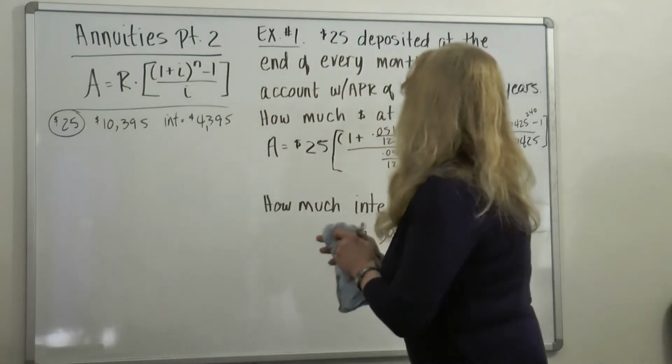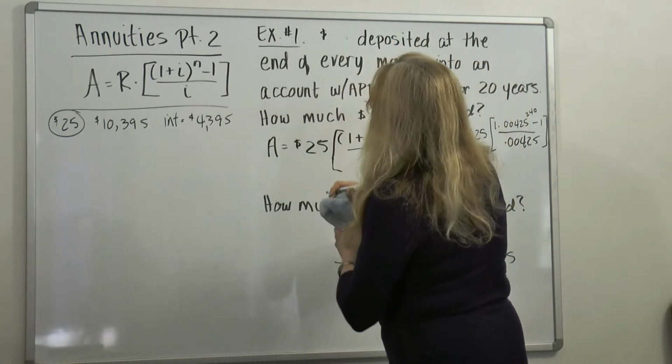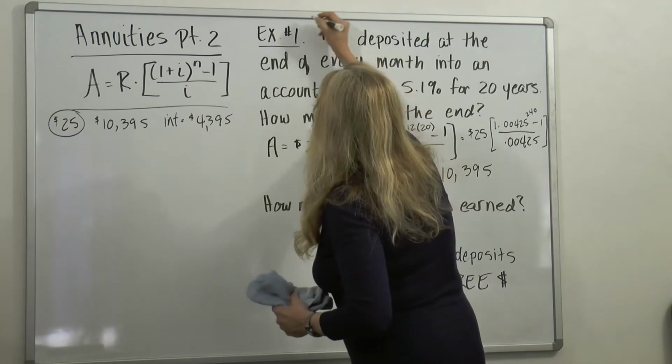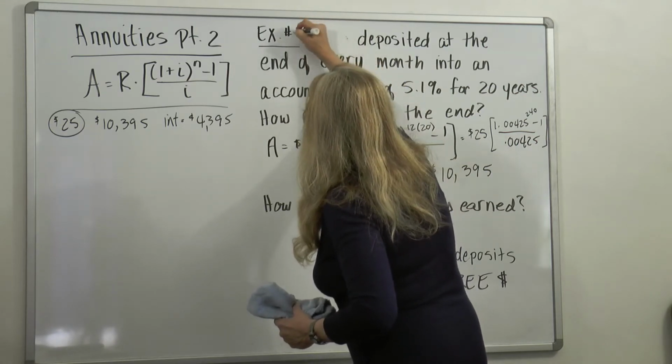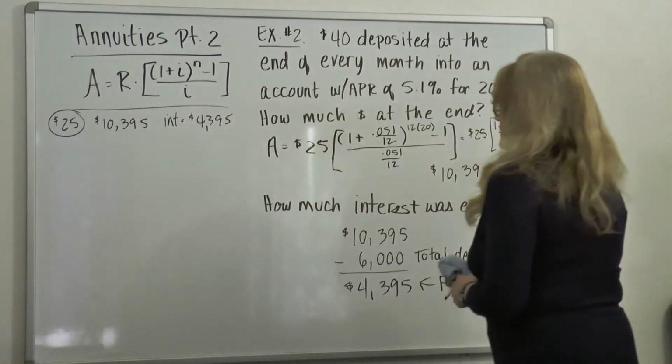Now let's take a look at this and say we change it to 40. This will be example 2. Okay? So let's change that to a $40 amount.